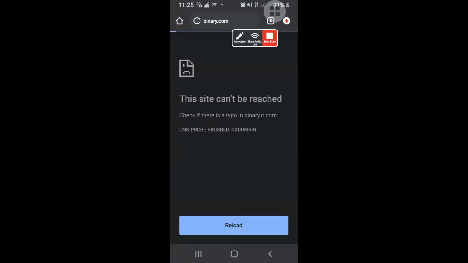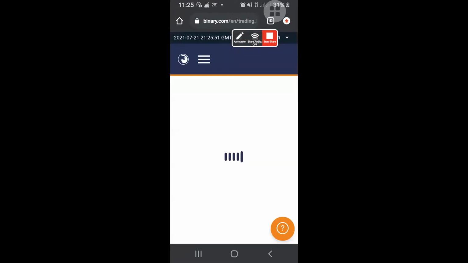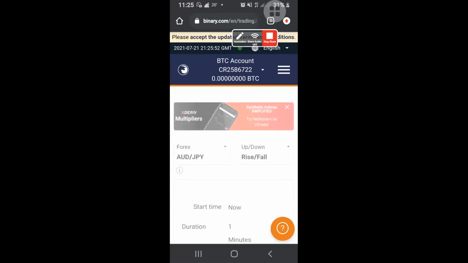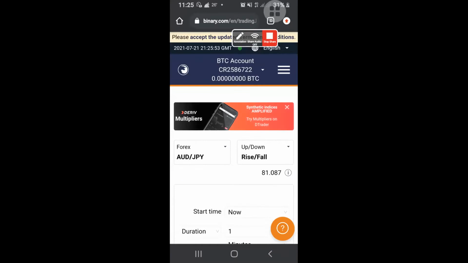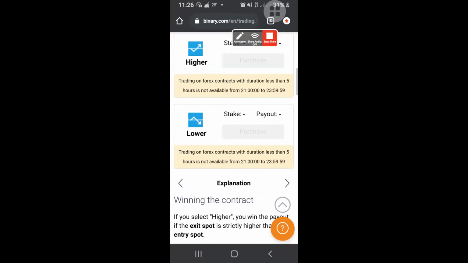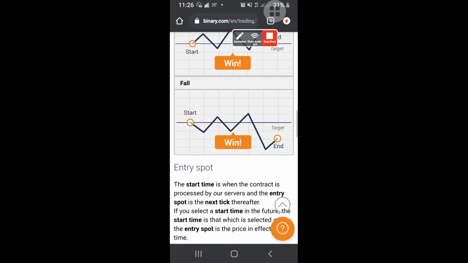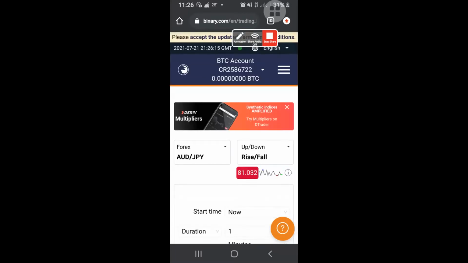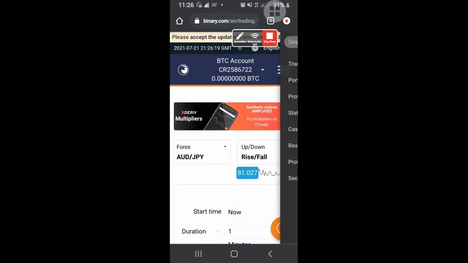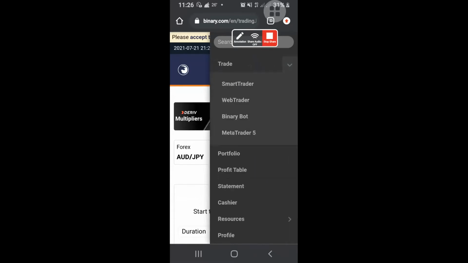All right. Okay, so let's just do that needful. Please accept the terms and conditions. All right, so now, yeah, click on that. All right, so no, scroll up. Okay. Click on the menu button, the three buttons on the right. Under trade, press on that arrow. Trade. Okay, MetaTrader 5.